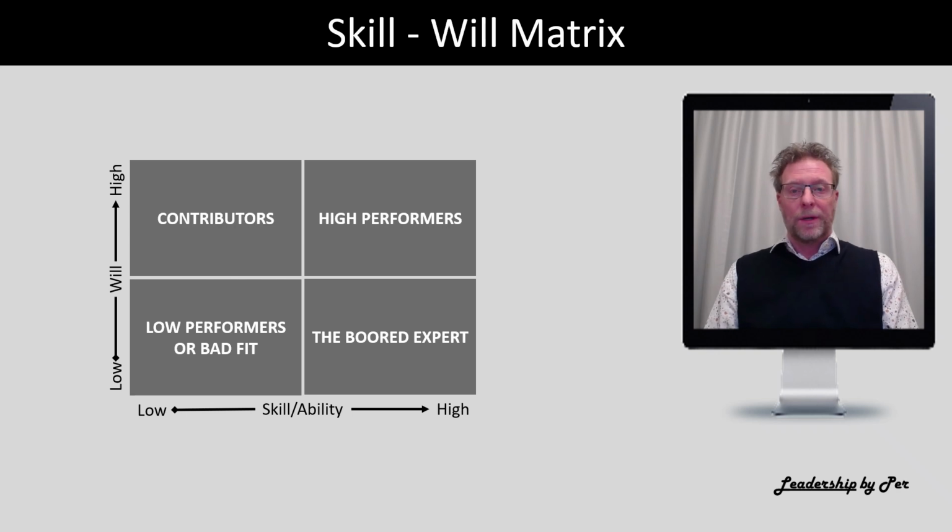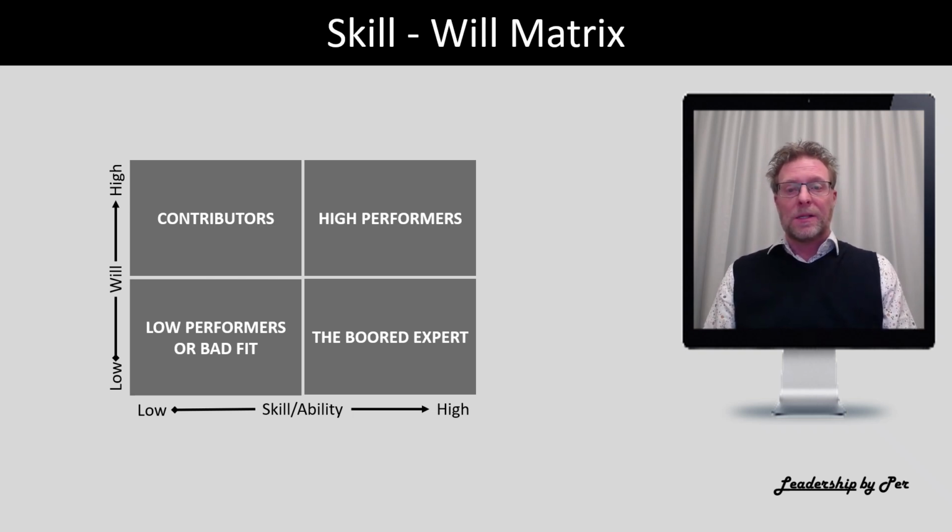The third quadrant is low skill and low will. These individuals struggle with both capability and motivation. In this case, I take a more direct approach, setting clear expectations, providing training, and closely supporting their development. If progress remains limited, it may also require a discussion about role fit.